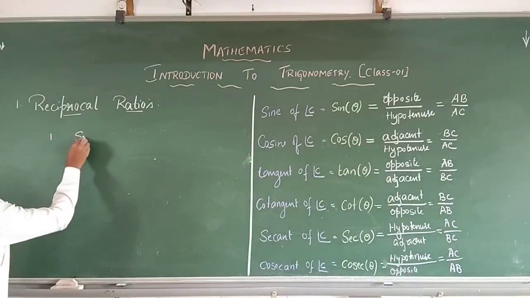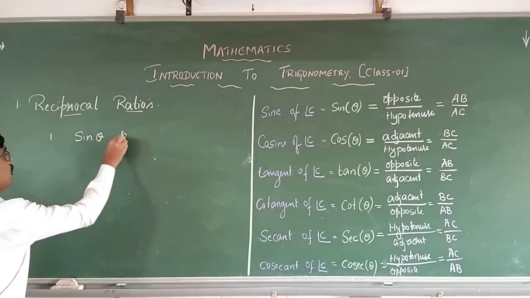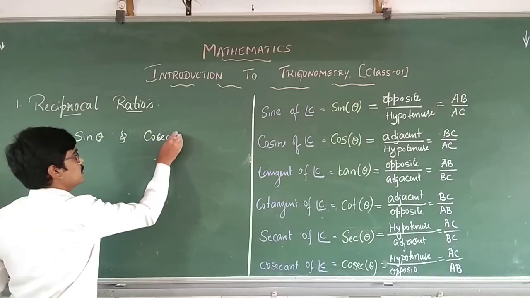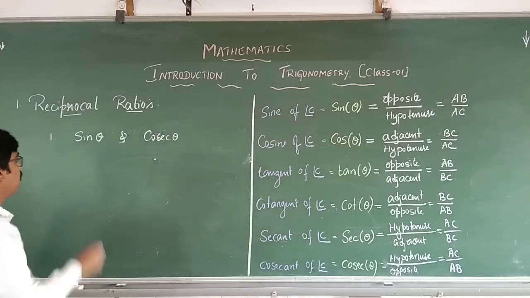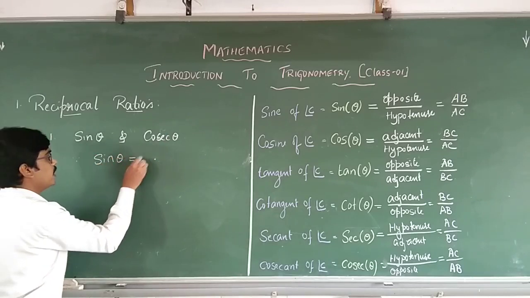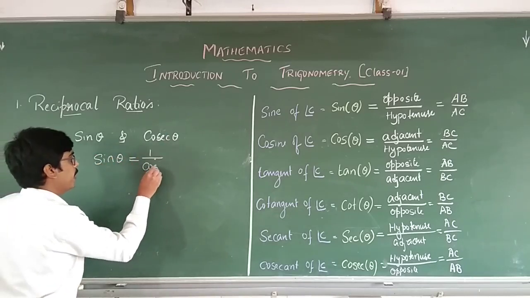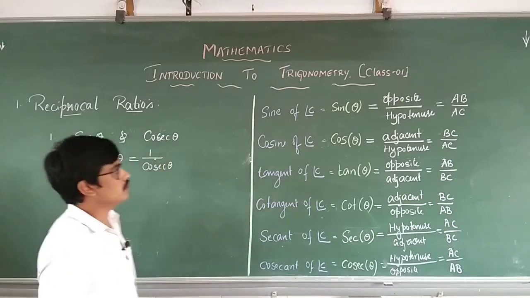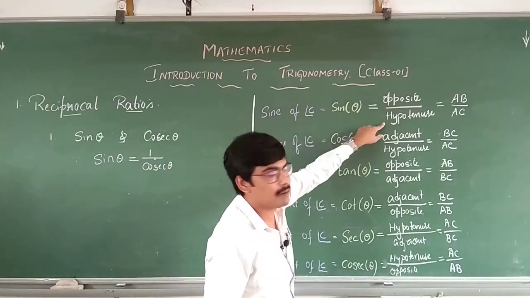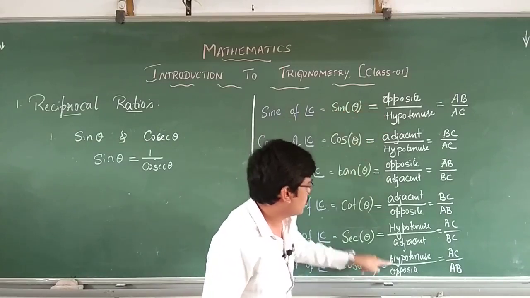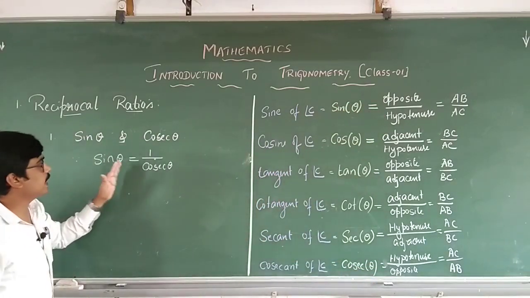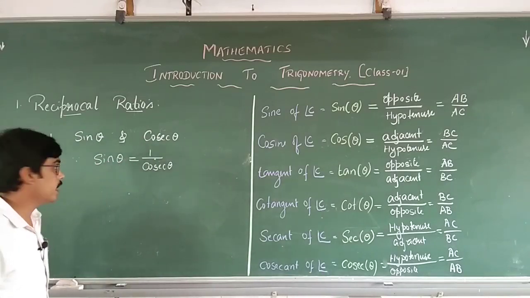One is sine theta and cosecant theta. These are reciprocals because sine theta is always equal to 1 by cosecant theta. We can observe 1 by sine, 1 by opposite by hypotenuse is nothing but hypotenuse by opposite, that is nothing but cosecant. Therefore the first relation is we can write sine theta is equal to 1 by cosecant theta.